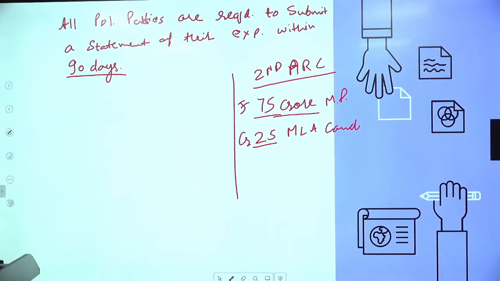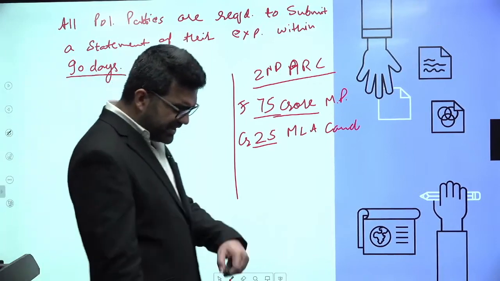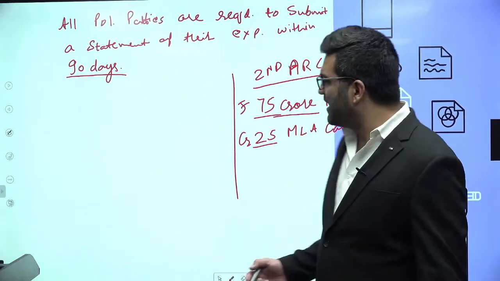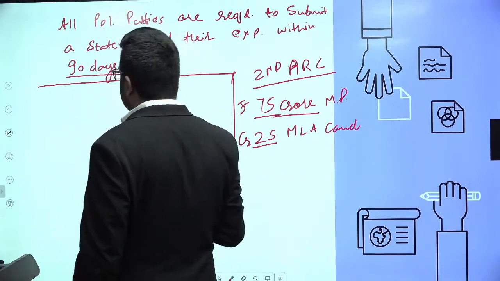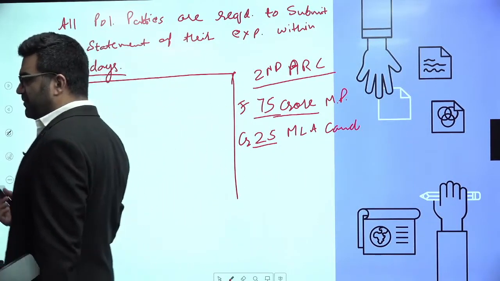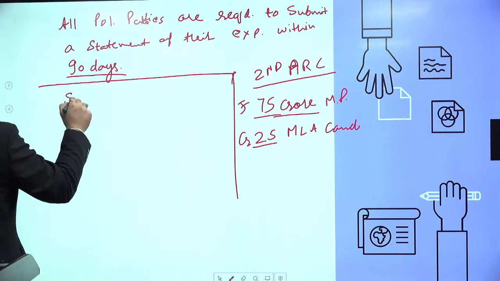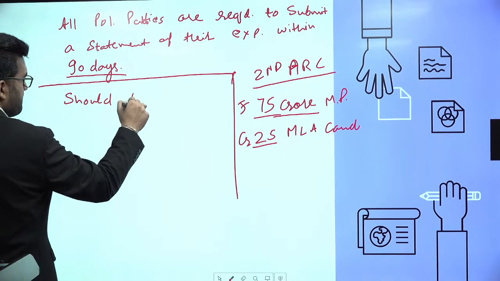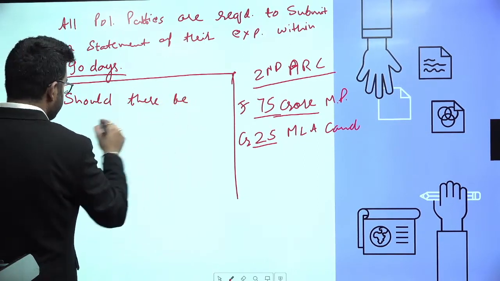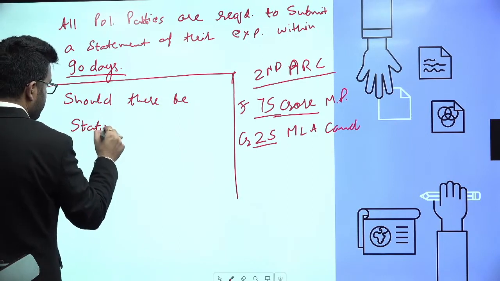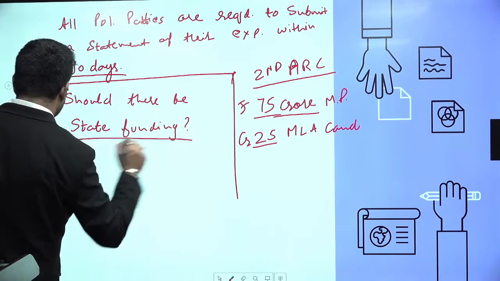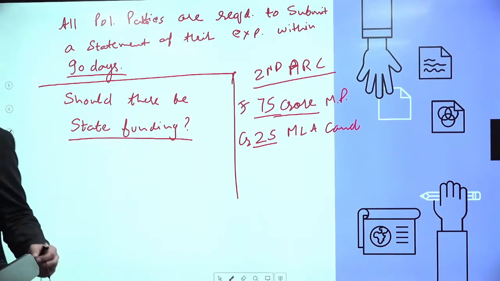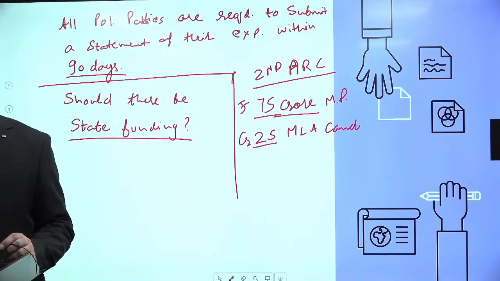Now this brings us to the question, if we are working in an issue based manner, हम अगले पड़ाव पे आते हैं. If we come to the next issue, what is next issue? Next issue is, should state funding of elections be explored? Should there be state funding of elections? Right? So there have been various committees on this.